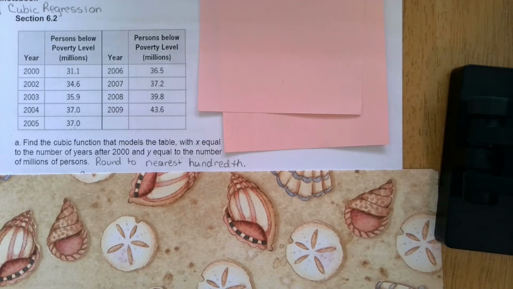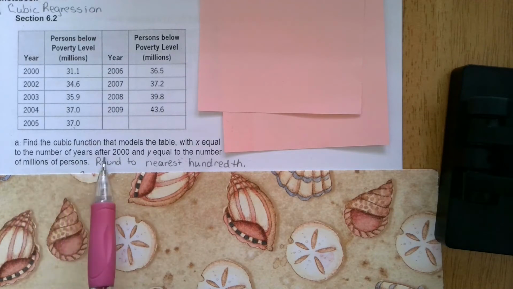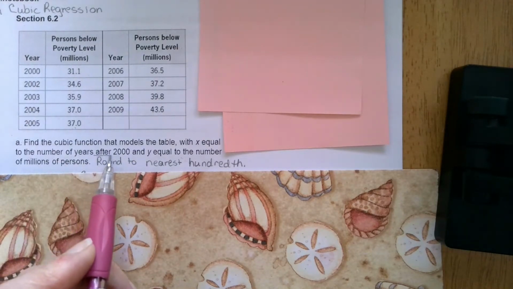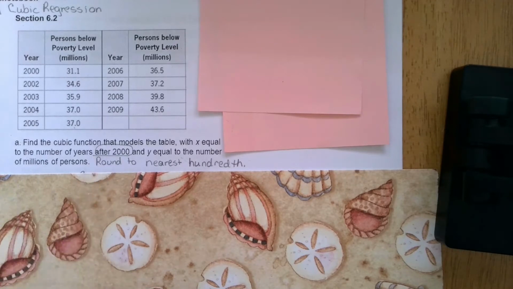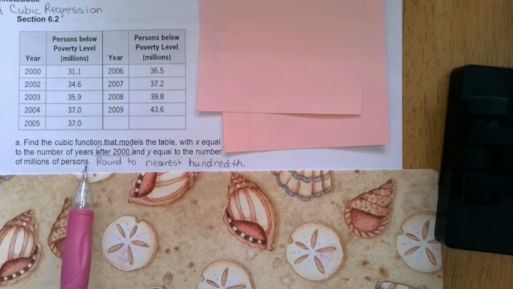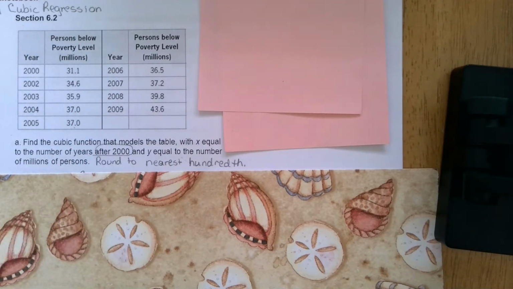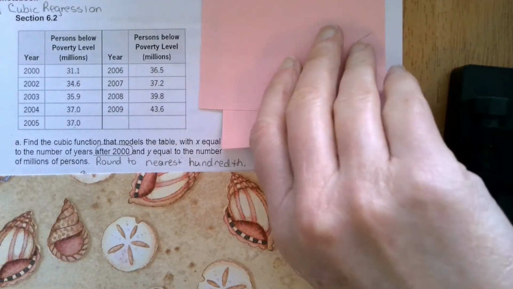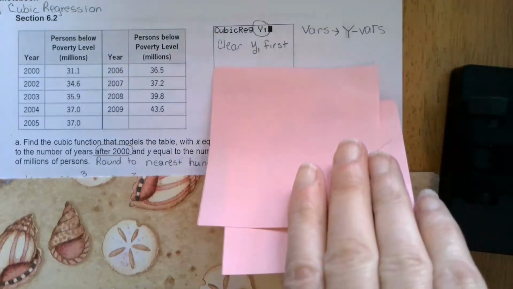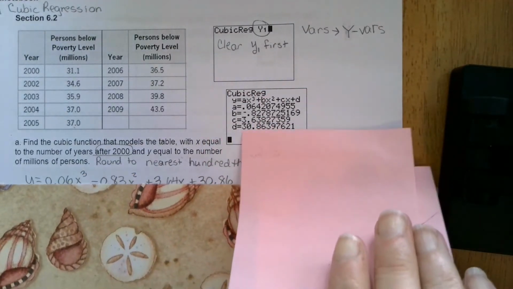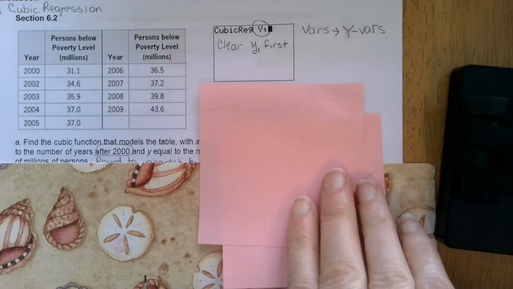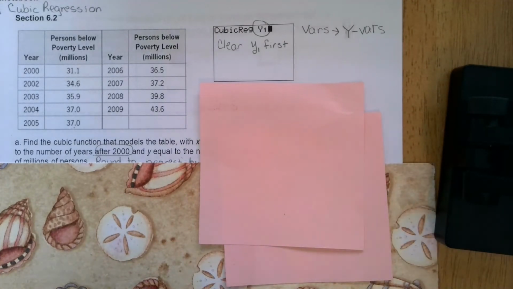Find the cubic regression function that models the data with x equal to the number of years after 2000 and y equal to the number of millions of people. So that means we need to subtract 2000 from all of the x's and then enter that in our table. And then in the second column in our table, we want to enter all of the y's.